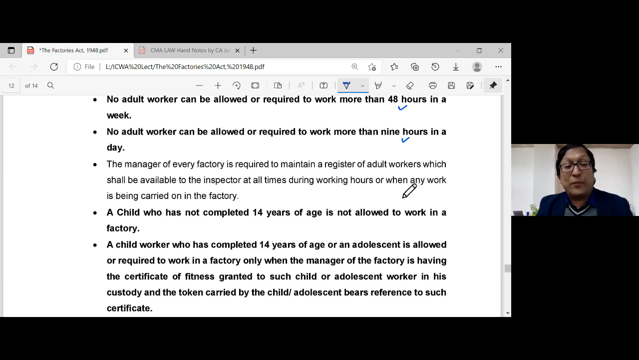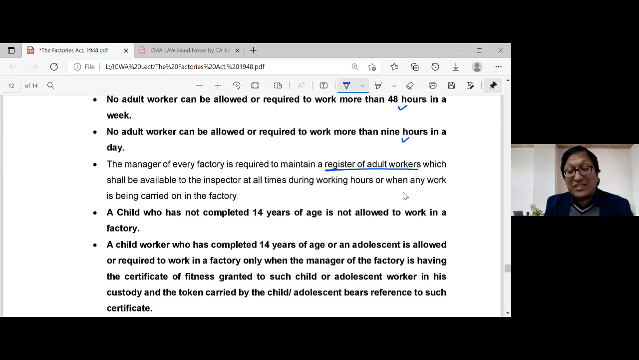And the meaning of components of wages, I told you, that is basic wages plus allowances plus any cash equivalent of any benefit, in terms of say concessional food benefit that they are getting. The manager of every factory is required to maintain a register of adult workers. They also need to maintain a register of adolescents, a register of child workers, a register of young workers. They need to maintain it, and it shall be available to the inspector at all times during working hours and when any work is being carried on in the factory.